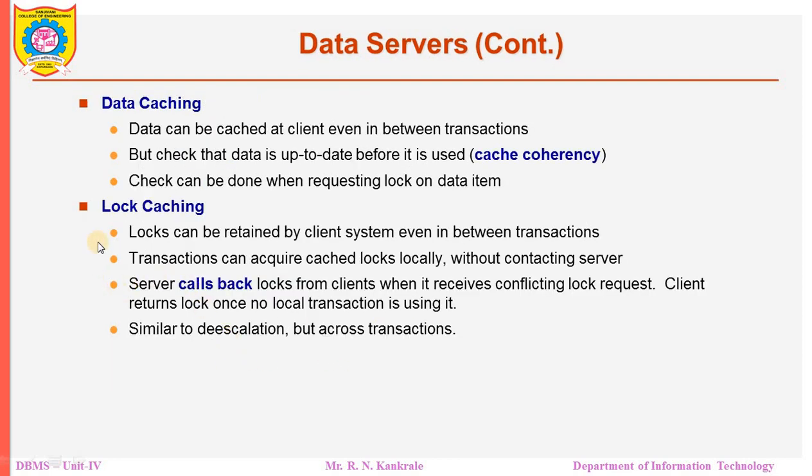Now, data caching and lock caching in the data server. What is data caching? Data can be cached at a client even in between transactions, but we must check that the data is up to date before it is used. Lock caching means locks can be retained by the client system even in between transactions. A transaction can acquire a cached lock locally without contacting the server. The server calls back locks from the client when it receives a conflicting lock request. A client returns the lock once no local transaction is using it.